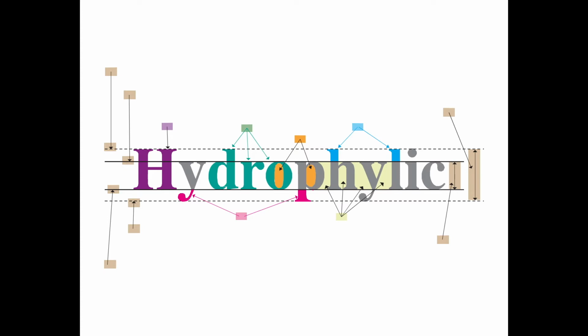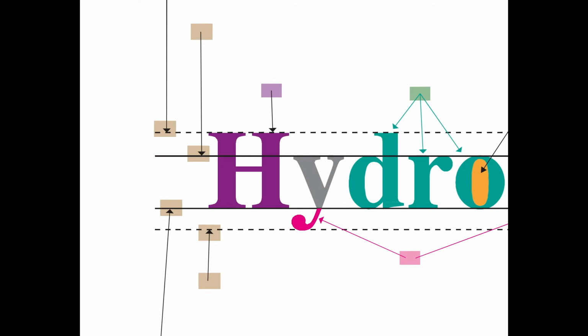Let's talk about this row of type, and you'll notice there's upper and lowercase letters. A lot of interesting things I've highlighted in different colors. So let's take a quick look at the beginning of the line. You'll notice that Roman typefaces sit on what is called the baseline. The bottom of the H, the bottom of the R sit directly on that baseline.